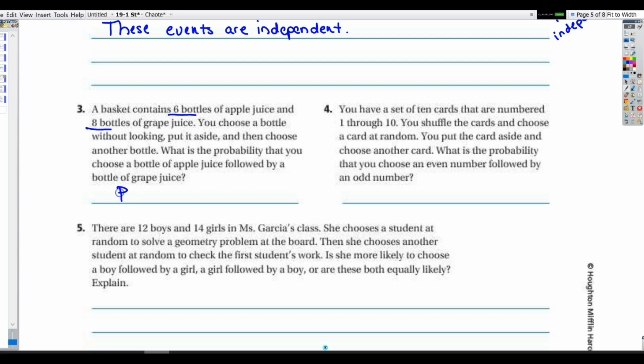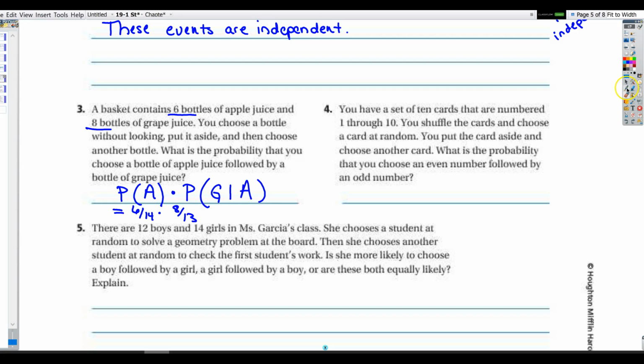So I'm going to say the probability to get apple juice times the probability to get grape, given I just got apple juice. But again, I'm not really necessarily using that. I'm just looking at it and saying there's 6 out of 14 here, times, and it'd be what? 8 out of 13 here. So whatever that gives you, that would be your answer.